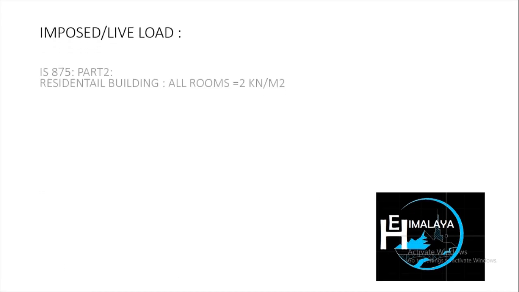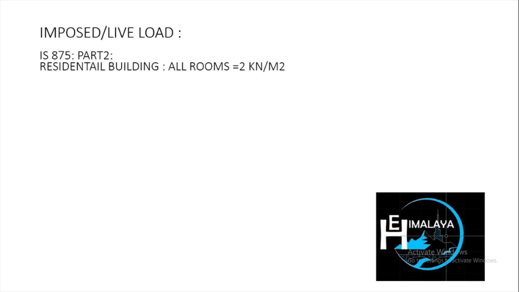Now the imposed live load. As per IS 875 Part 2, for residential buildings, all rooms shall be 2 kN per meter square, and you can refer to other types of buildings and other rooms from this one. For now we will consider 2.